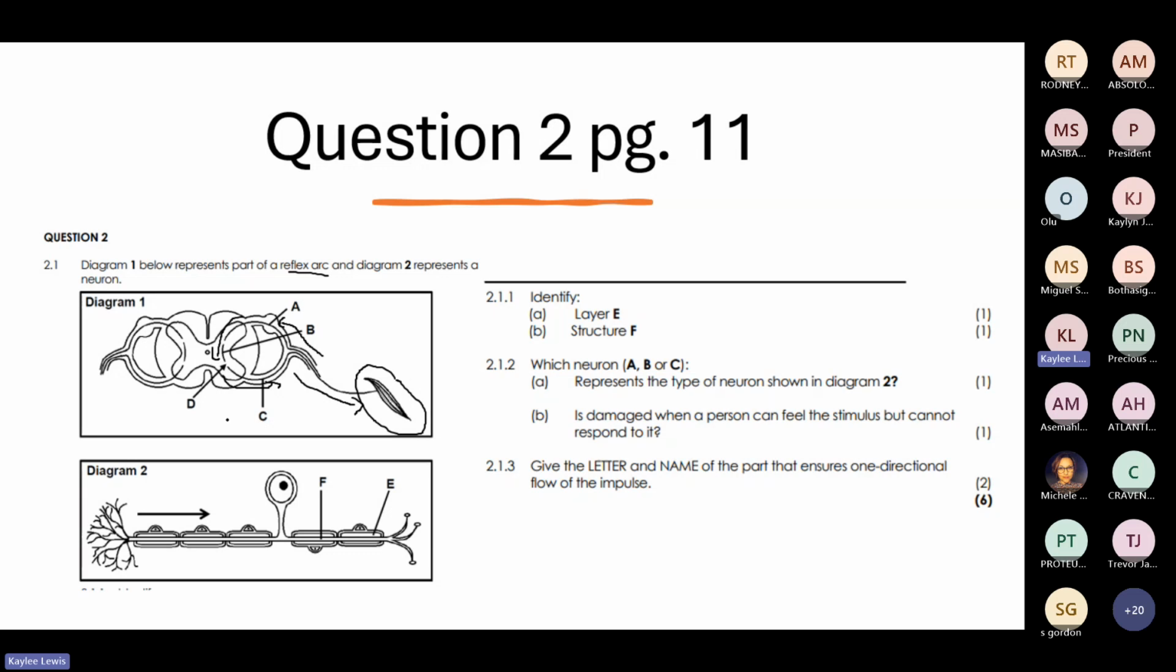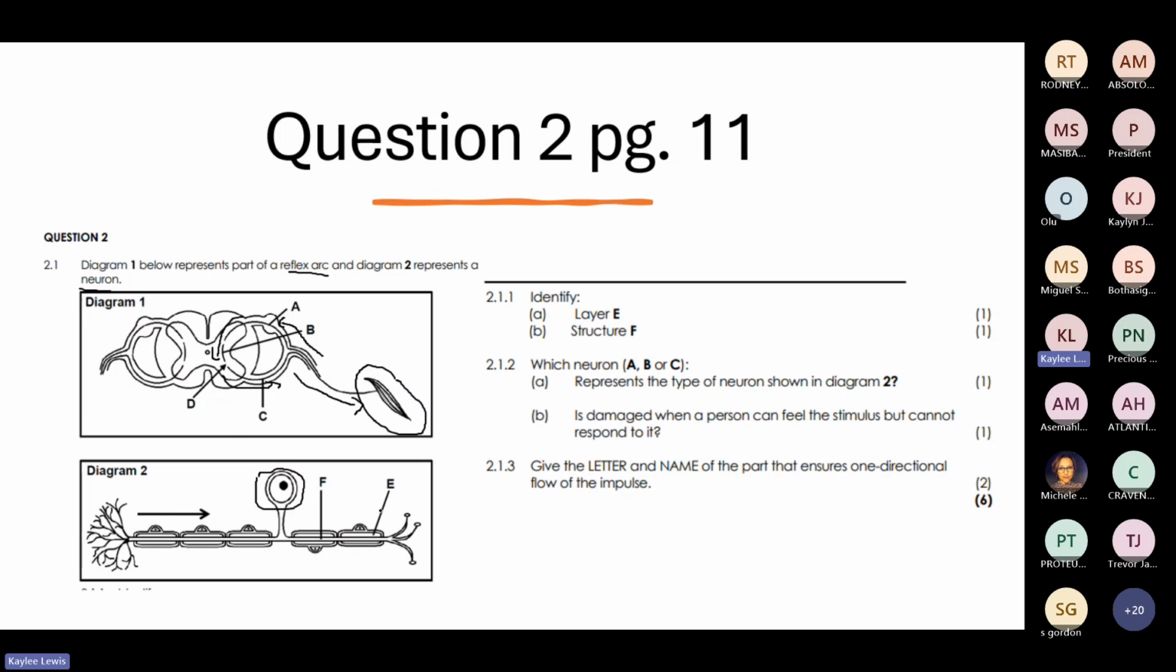Then if we look at diagram 2, they're saying it represents a neuron. They haven't said what type of neuron it is, but what I can see is that we've got a cell body sitting over here with one outgrowth, and they're showing the flow of impulses.